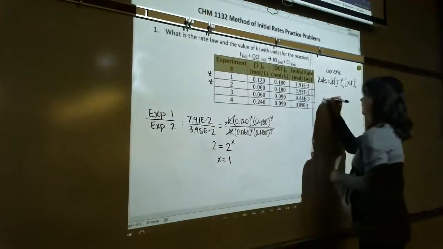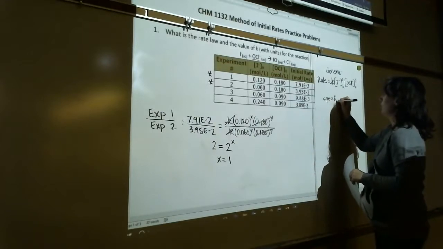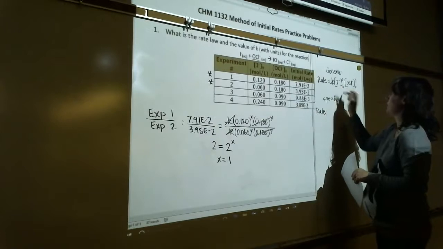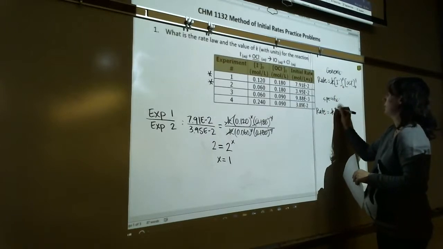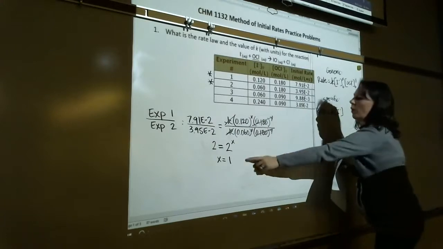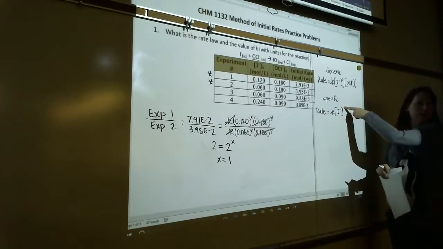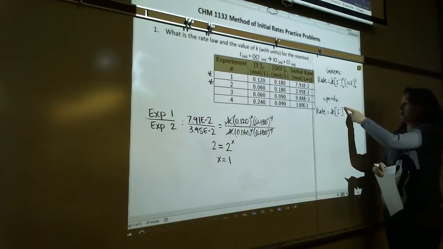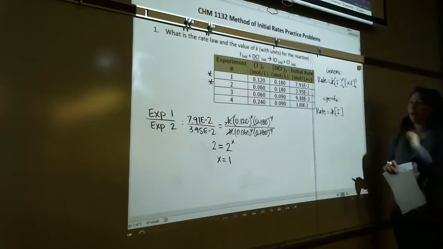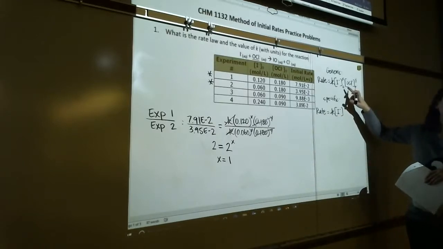So here's our specific rate law. Let's work it out as we go. What is the order with respect to iodide? If X equals 1, do I need to write this 1 right here? You can, but it's not necessary, right? If it's a superscript of 1, that means it's first order with respect to iodide, right? Everybody with me on how we solve for X?